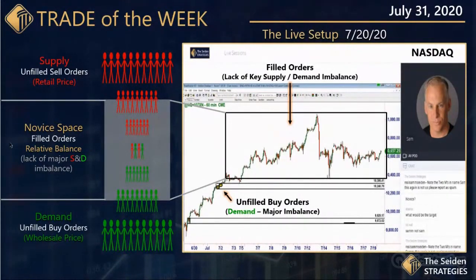We also hear, like I'm telling you here, a lot of people talk about filled orders and unfilled orders. But a mistake I see people make is they think about a demand zone and they're just thinking about demand. They think about a supply zone and they're just thinking about supply. That's not how this is done. That's not how prices turn in a market. That's not why prices move in a market. It's all about the imbalance.